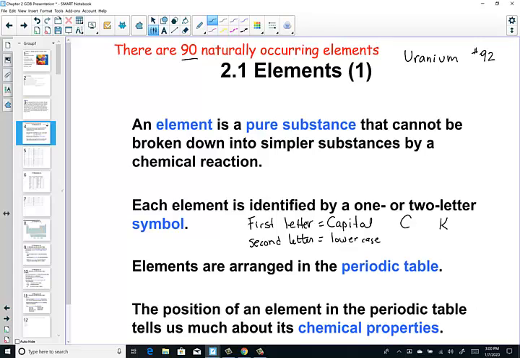Let's take an example. The elemental symbol for cobalt is Co. The elemental symbol for copper is Cu. The reason that's important: if I write CO with both capitals, that actually represents 2 separate elements. Capital C is the element carbon, and capital O is the element oxygen. Co we said was the element cobalt. Therefore, we can see the importance of following the rule of upper case, lower case.